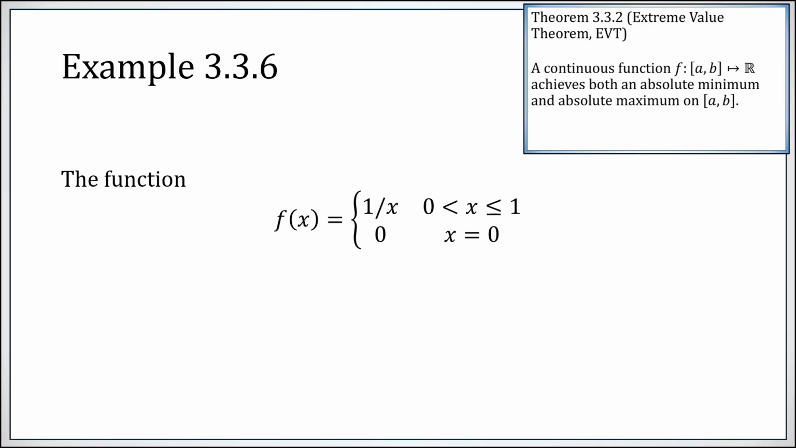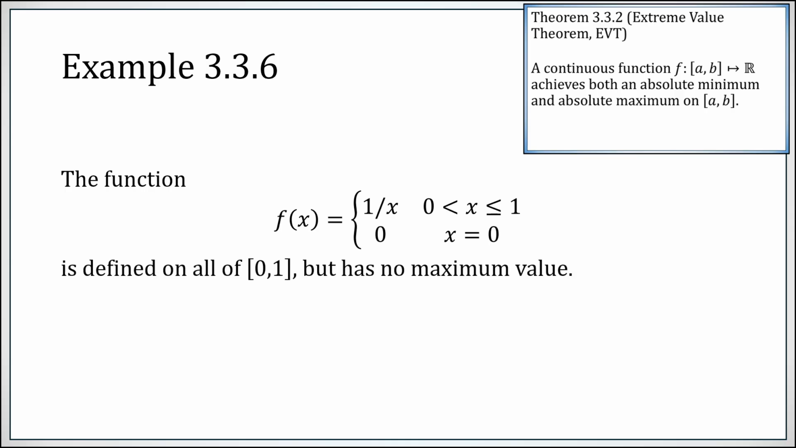Another example, take a look at the following function. It's 1 over x, again on the interval from 0 to 1, but we're going to give it a value that f of 0 equals 0. It's now defined on a closed, bounded interval, but it still does not have a maximum, because it's definitely not continuous on that entire interval.